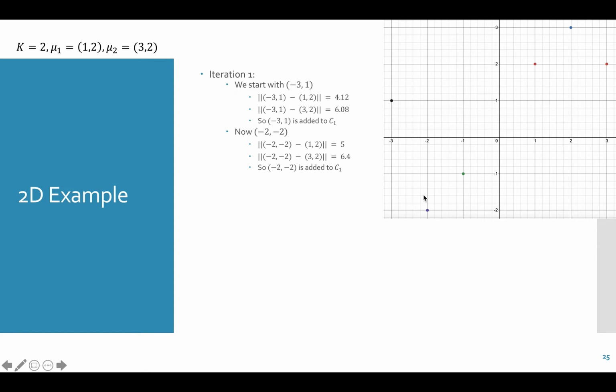Now let's look at -2, -2. So -2, -2 is closer to this point than it is to this point. So again, it's added to cluster 1. Here's the actual math behind that. Now we're looking at point -1, -1, okay? This one is also closer to this point than it is to this point, and so it's closer to mu1 than to mu2, and it's added to cluster 1.